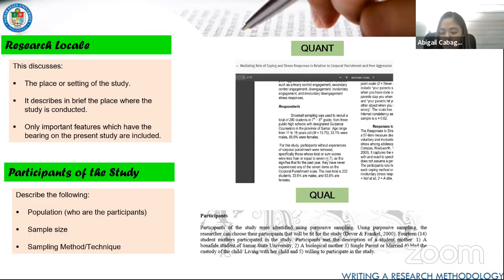So these are student mothers who, can I see? Okay, so selection criteria includes student mothers who participated in the study. The student should be a bona fide student of Summer State University, a biological mother, single parent or married, and had the custody of the child or living with her child, and of course, willing to participate in the study.